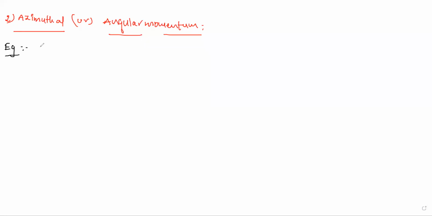For example, if n is equal to 1, principal quantum number equal to 1, the only possible L value is L is equal to 0, and that is nothing but the s subshell, and it belongs to 1s only. Why? Because this is the first shell.